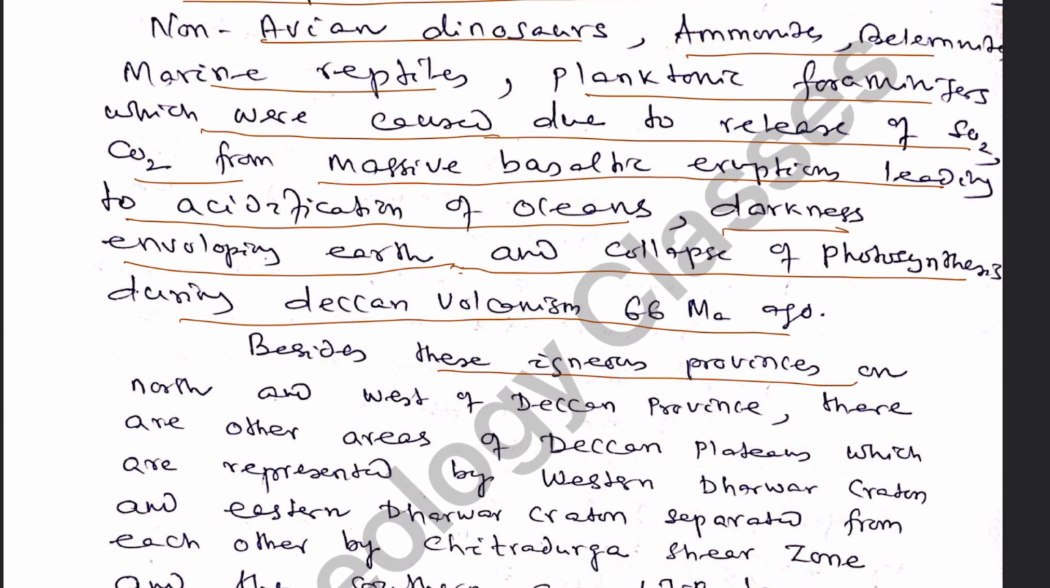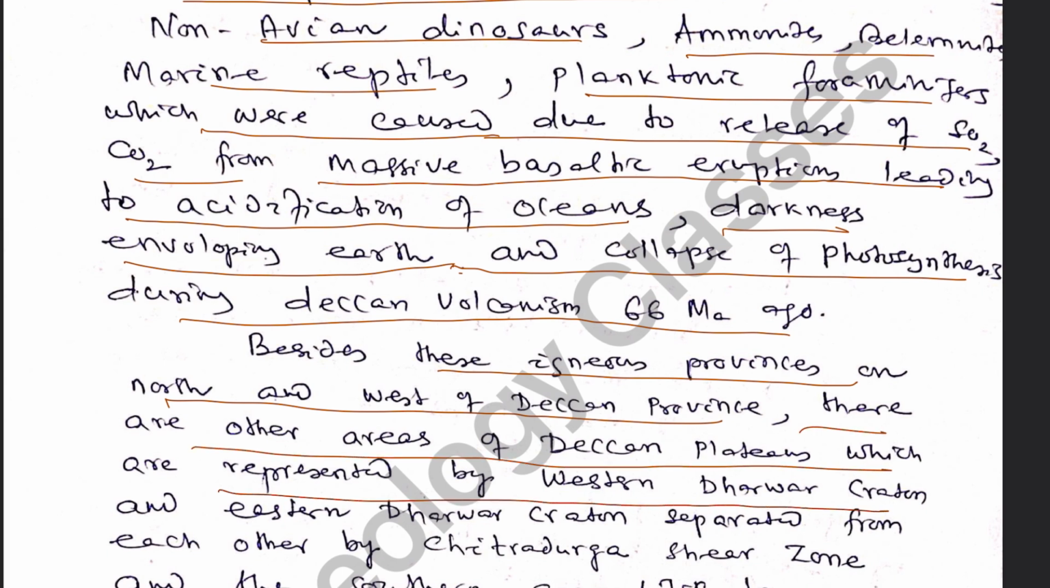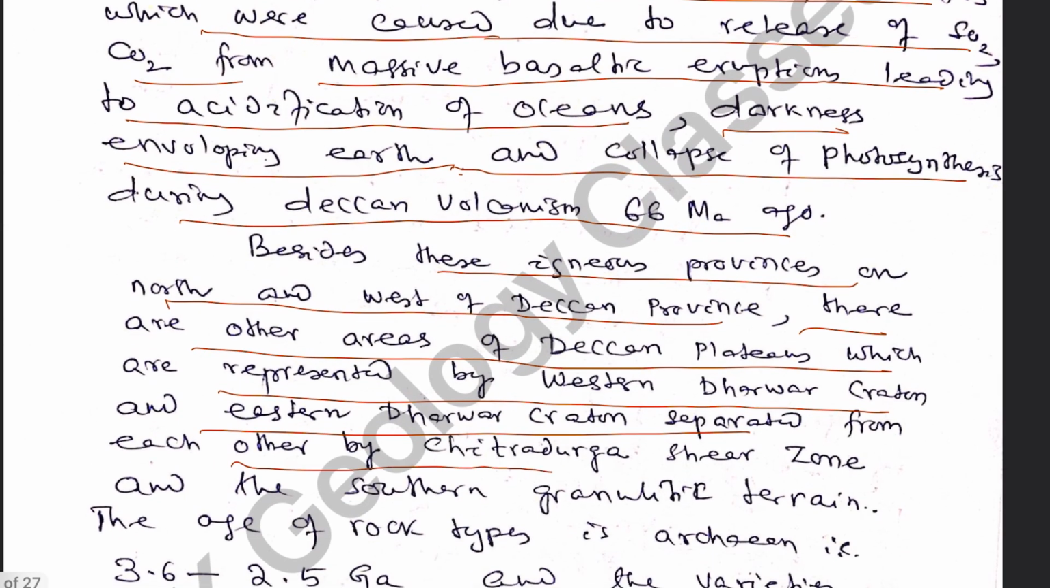Besides these igneous provinces on the north and west of the Deccan province, there are other areas of Deccan plateaus which are represented by western Dharwar Craton and eastern Dharwar Craton, separated from each other through Chitradurga shear zone, and the southern granulite terrain.